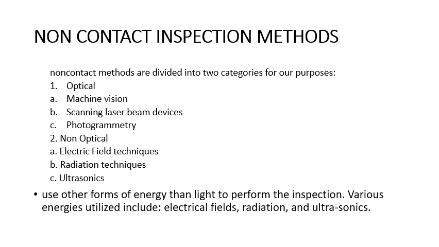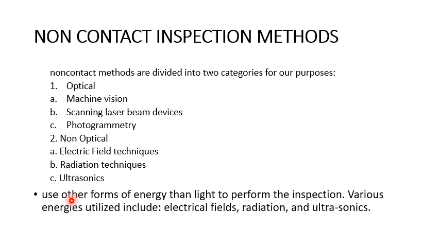So basically, these are divided into two categories. First is optical, second is non-optical inspection methods. In optical there are two methods: machine vision system, and scanning laser beam devices and photogrammetry. In non-optical there are three methods: electric field techniques, radiation techniques, and ultrasonic. These are the three techniques which come under non-optical inspection methods.